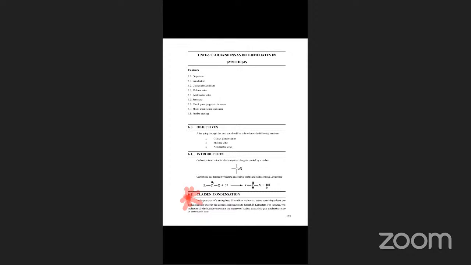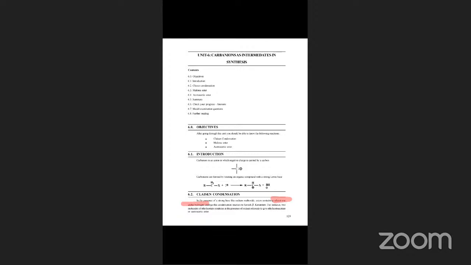See Claisen condensation. The definition: in presence of a strong base like sodium methoxide, esters containing at least 1 alpha hydrogen. What are alpha hydrogens? In which reaction are alpha hydrogens involved, aldol or Cannizzaro? As in yesterday's class, Cannizzaro is without alpha hydrogens, aldol is with alpha hydrogens.